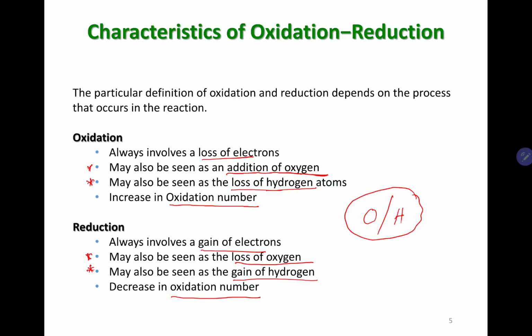So basically, by using oxidation number, you can easily figure out the oxidation and reduction. So during oxidation, there is always an increase in oxidation number. During reduction, there is always a decrease in oxidation number. So that is the best way to identify oxidation and reduction. These two are the best ways to identify oxidation and reduction.